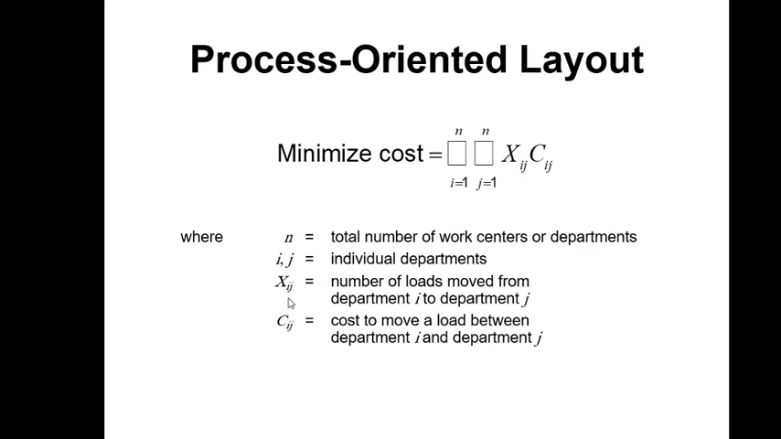What is important is X and C. X is the number of loads, and we defined loads in the last lecture, that you have to move between department i and department j. How many loads do we have to move from department i to department j? This is X. And at the same time, C is the cost of moving one load from department i to department j. Let's take an example.